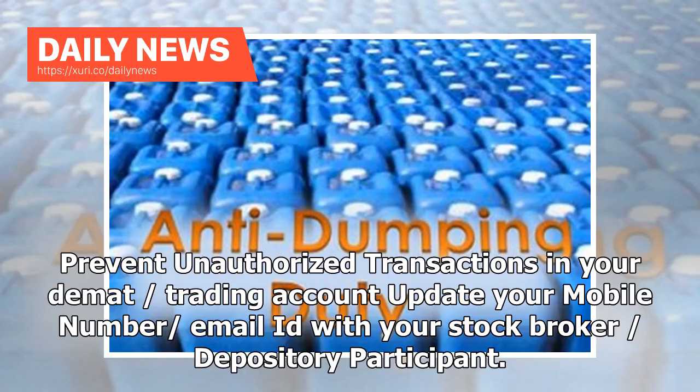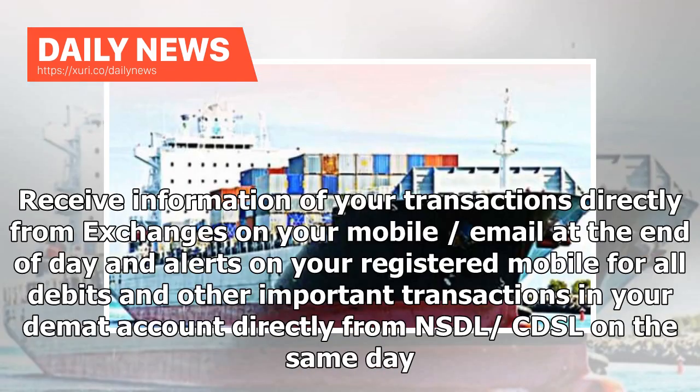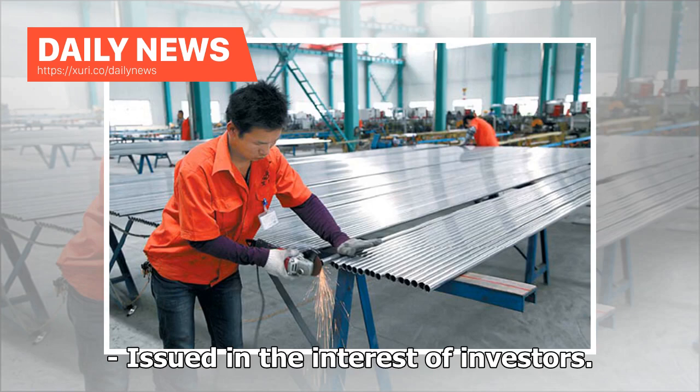Prevent unauthorized transactions in your DMUT trading account. Update your mobile number, email ID with your stockbroker, depository participant. Receive information of your transactions directly from exchanges on your mobile, email at the end of day, and alerts on your registered mobile for all debits and other important transactions in your DMUT account directly from NSDL, CDSL on the same day. Issued in the interest of investors.